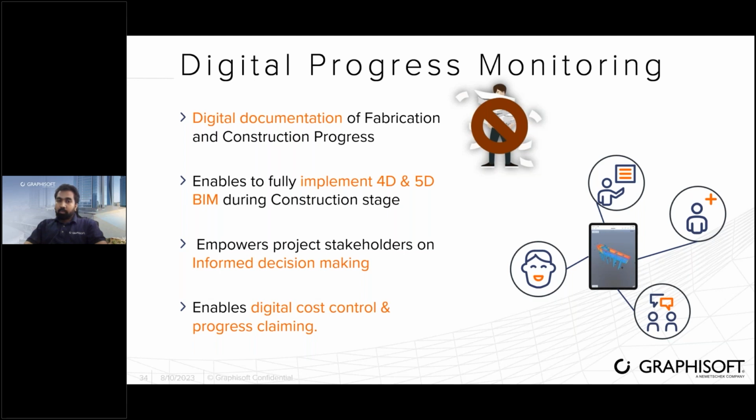It also enables 4D and 5D BIM during the construction and fabrication stages. The engineers or the managers can make decisions in a much more informed, better way, so that the reworks and the delays will be much reduced. And it can also enable digital cost control and progress claiming, which will be shown later by my colleague. So it is a process starting from digital progress monitoring, and how the information flows across different tools, and then how we perform digital cost control and progress claiming will be shown in this episode.